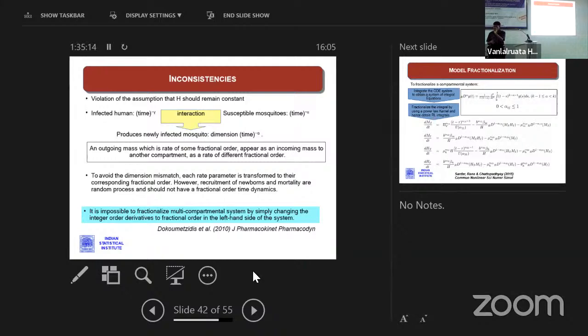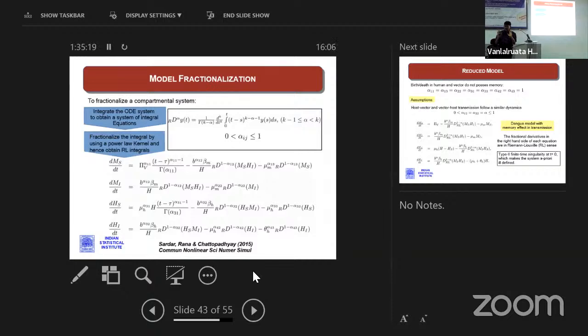What I am telling you? As you understand, people are doing it wrong. So how can I resolve this sort of issue in a compartment model? What I'm trying to do is integrate the ordinary differential equation. If I integrate the ordinary differential equation, I'll get a system of integral equations. Then I fractionalize the integral by using a power law kernel, and hence my RL. Okay, the problem is not yet solved.